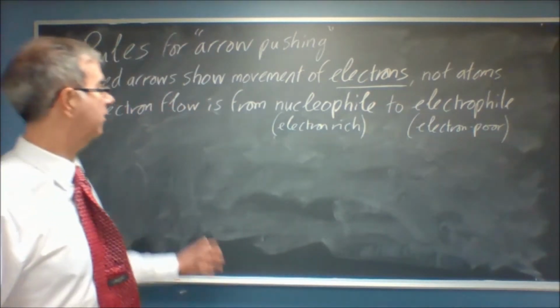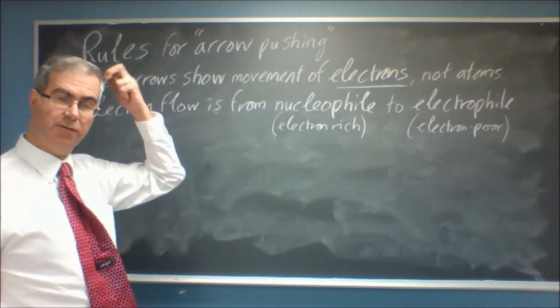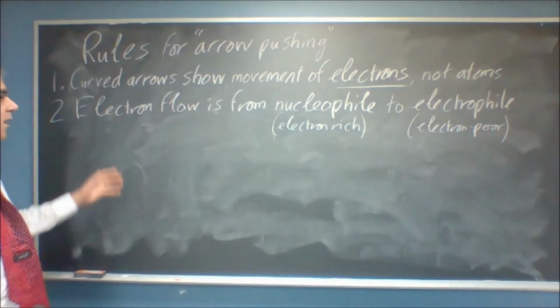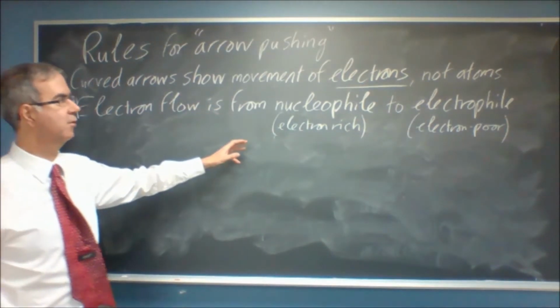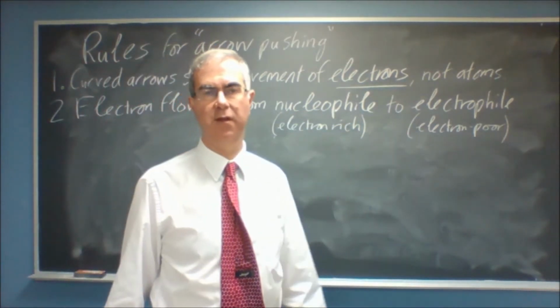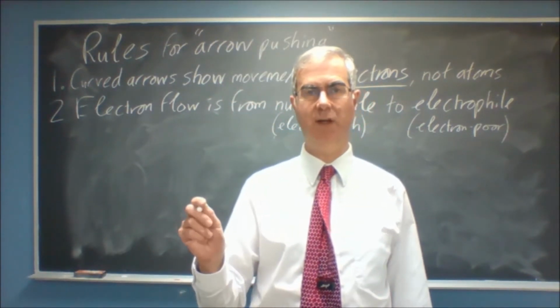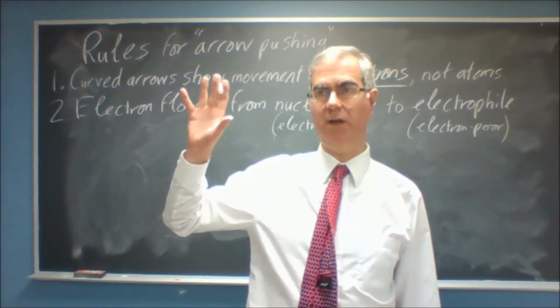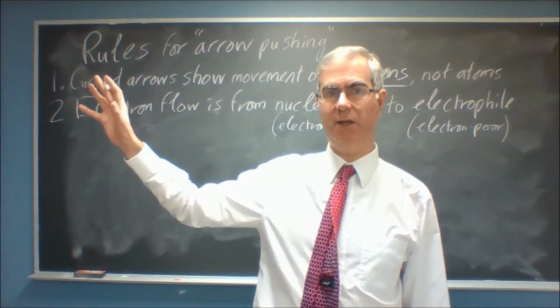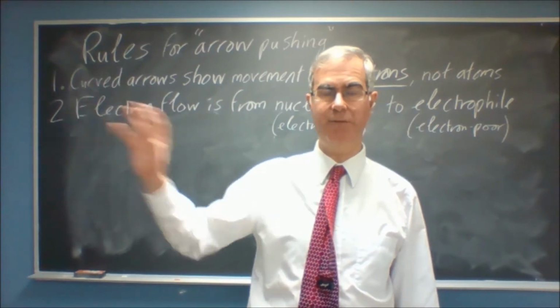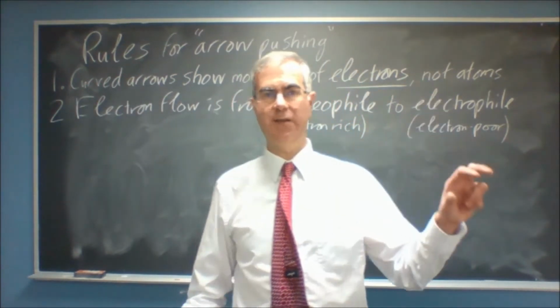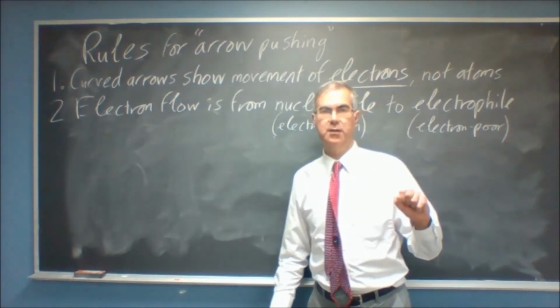So it makes sense that electrons are going to flow from electron-rich centers towards electron-poor centers. So always make sure when you're looking at your mechanism that where the arrows start is a nucleophilic center, and where they end up is electrophilic.